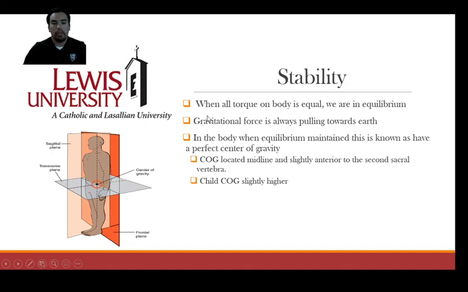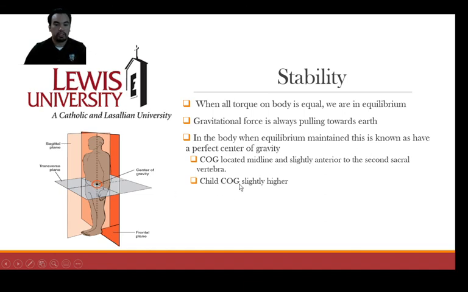Okay. When all torque in the body is equal, we are in equilibrium. Gravitational force is always pulling us towards zero, so we always have this pull down towards the ground. In the body, when equilibrium is maintained, this is known as having a perfect center of gravity. The center of gravity is located in midline, slightly anterior to the second sacral vertebrae. So right around between our belly button and our pubic symphysis.